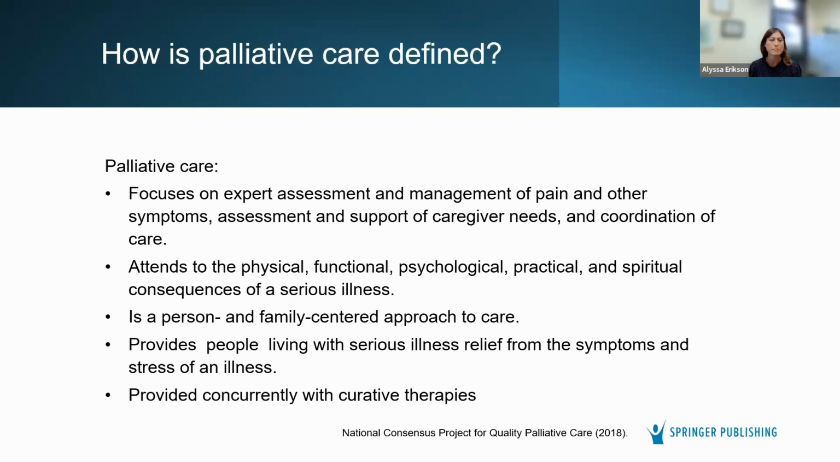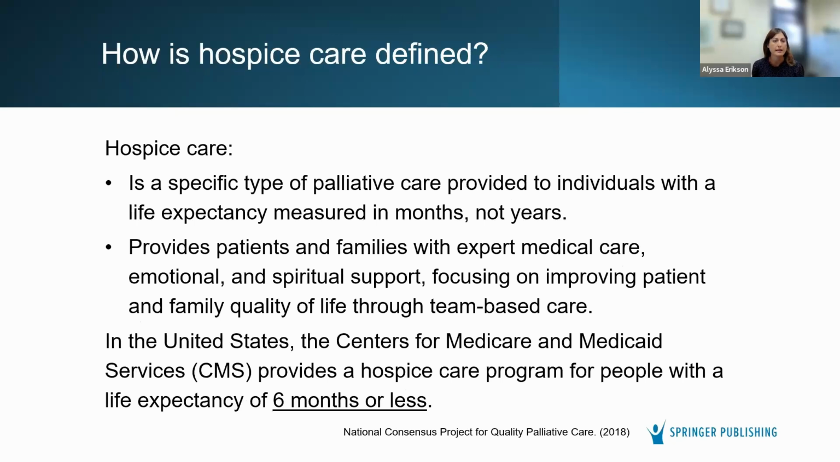It's really about symptom management, quality of life, and attending to the stress that an illness can have. It's a very holistic type of care. So it's focusing on physical, functional, psychological, practical, and spiritual consequences of that serious illness. It's a person and family-centered approach. And it's really intended to be provided concurrently with curative therapy. And this is the main difference as we turn to hospice care.